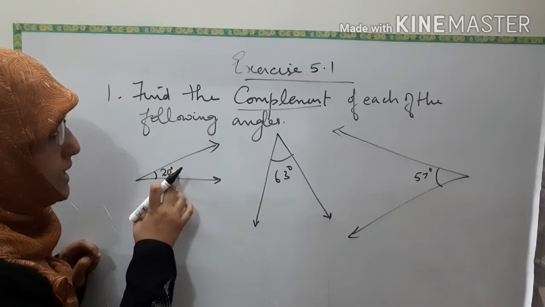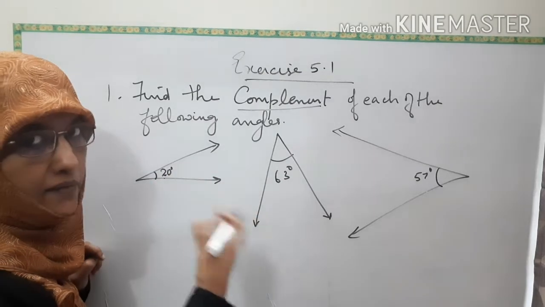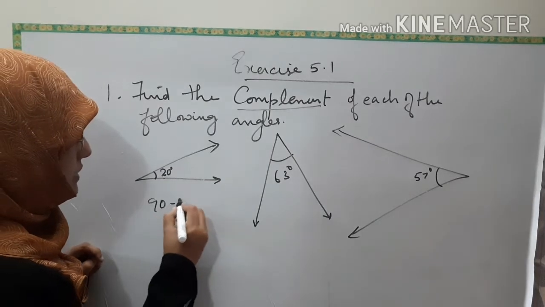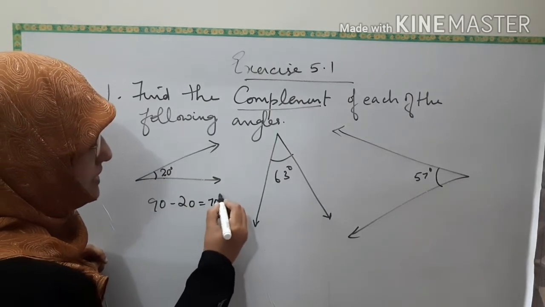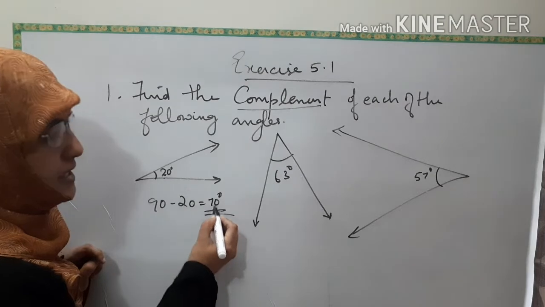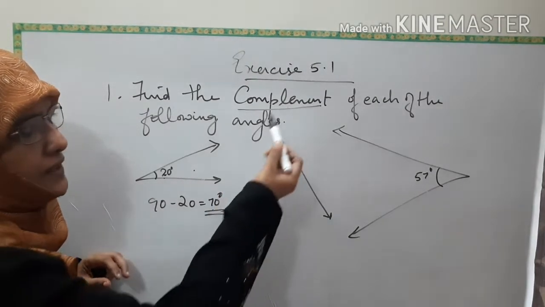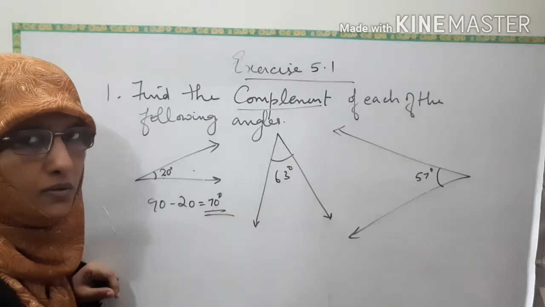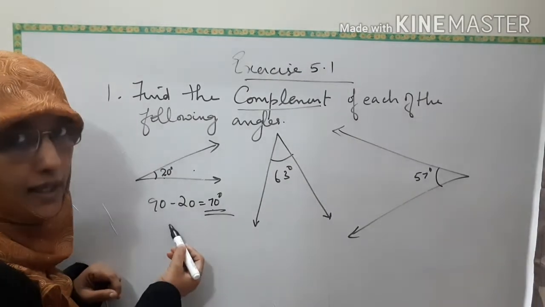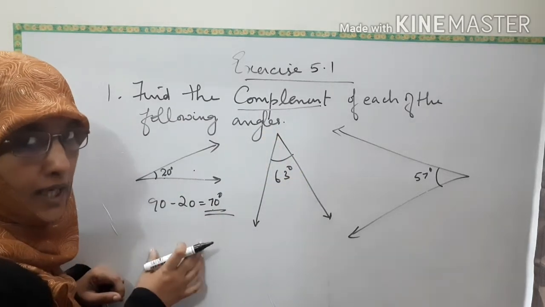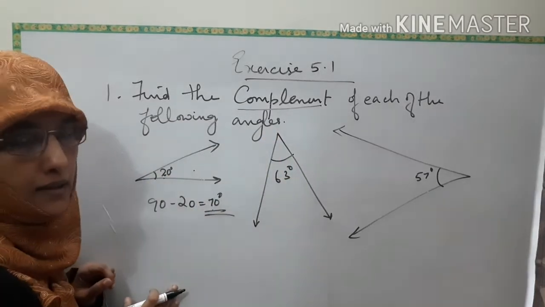That means 20 plus which number is 90? That will be the complement of that, isn't it? So, to get that, 90 minus 20, that is 70 degrees. So, 70 is the complement of this angle. If they ask you to find the supplement of this angle, what will you do? Yeah, you subtract from 180, isn't it? One angle is given. If you want to find the supplement, 180 minus that given angle will give the answer.